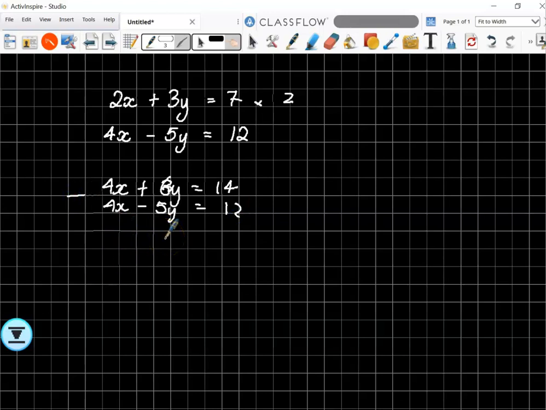Now, what we skipped earlier on, remember we said, we'll come back to this. They were looking at these as 2 lines. If we put it as 2, 3, 7, and then 4, minus 5, 12, we put this in what's called augmented matrix form.